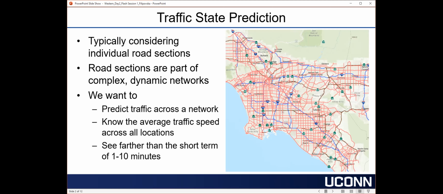We want to know average traffic speeds over time across multiple locations, to be able to see farther than the short term of 1 to 10 minutes, which is a typical prediction horizon in the literature with some exceptions, and to not only predict over space but also utilize the characteristics of the spatial and temporal impacts that we will learn from having data observations throughout the network.